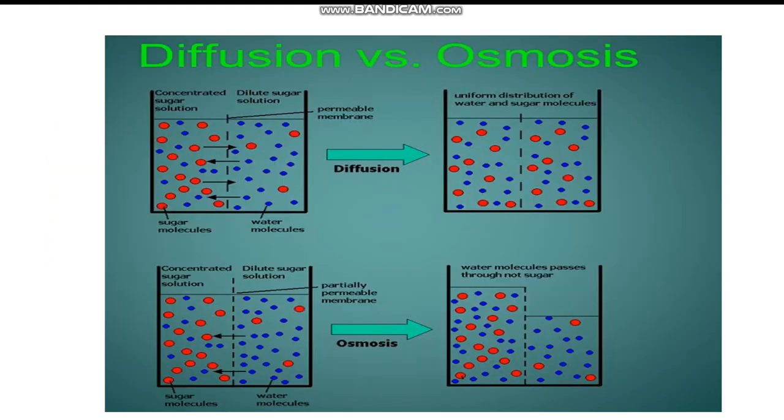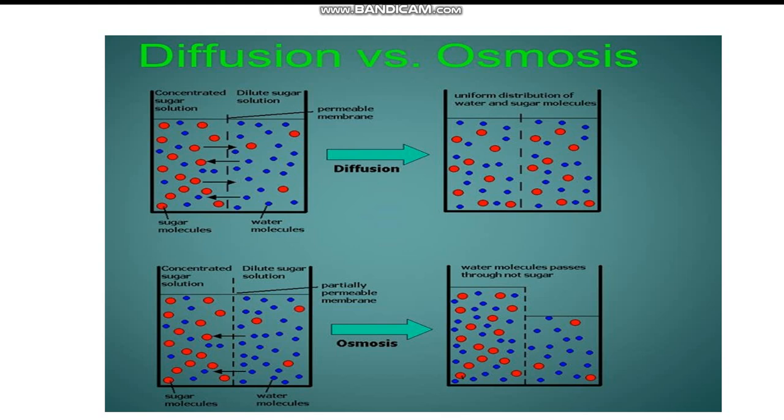Now let's look at the diagram and we will understand the difference between diffusion and osmosis. Over here the red colored balls are showing us the sugar molecules, while the blue colored balls are showing us the water molecules. In the first diagram, which is of diffusion, look at the arrow. Here the arrows are in both directions, left and right. It means the movement of the molecules, that is the sugar molecules and the water molecules, will be on both sides. So after the diffusion process is completed, as you can see here, the concentration of the sugar molecules and the water molecules is completely equal.